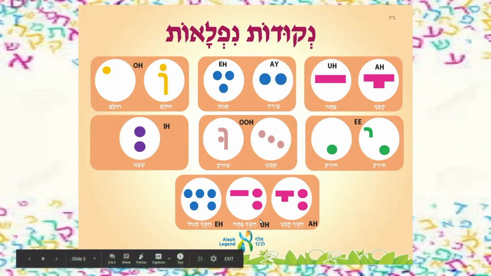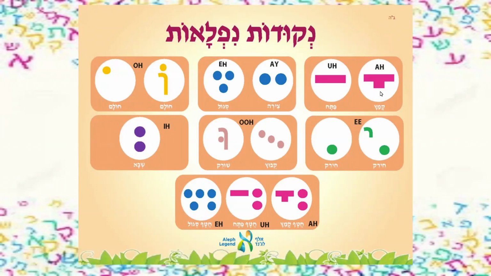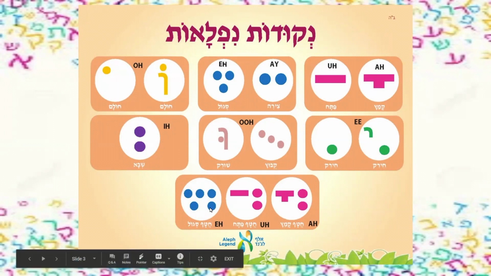A, O, E. Let's do it again. A, O, A, E, O, O, E, E, U, U, silent. A, O, E. Okay, let's continue.